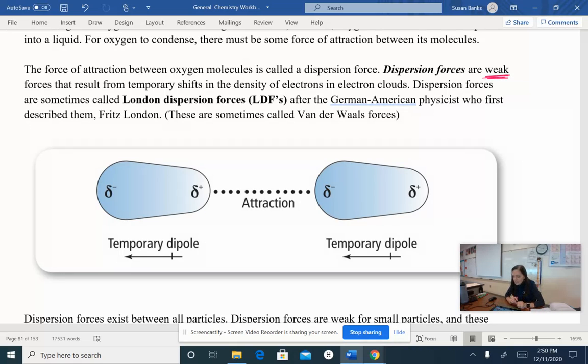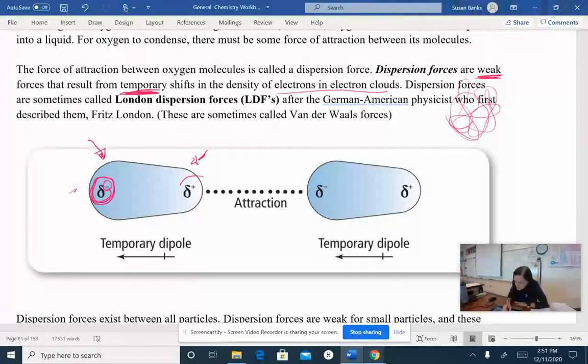They result from temporary shifts in the density of electrons in the electron clouds. Remember, the electrons are moving around the atom, so are they always going to be evenly distributed? No. Sometimes for just a split second, more electrons are going to be on one side of the atom than the other. So this side is negatively charged for a split second, and this side is positively charged.